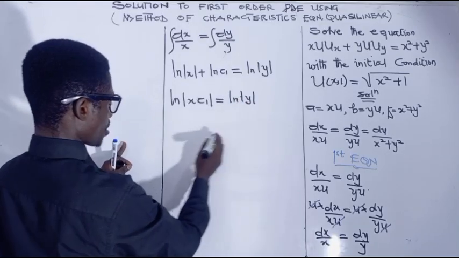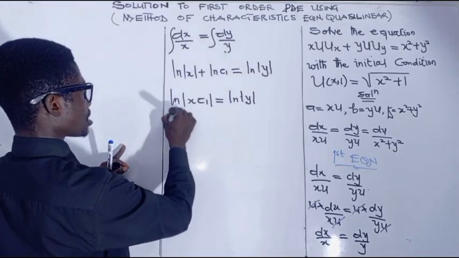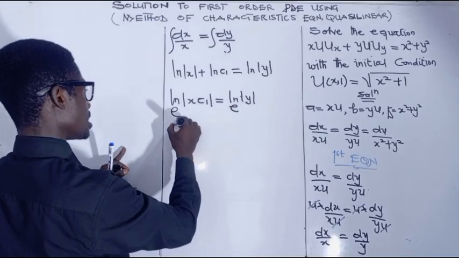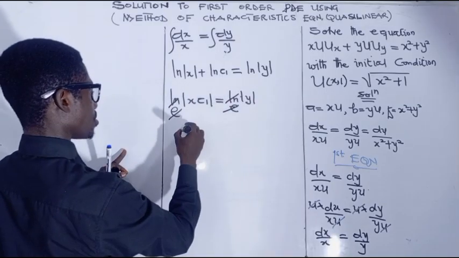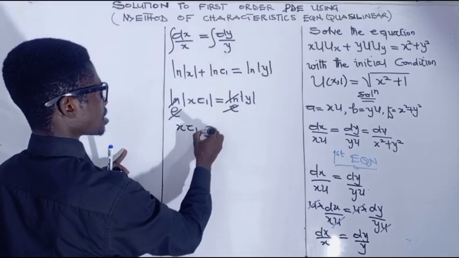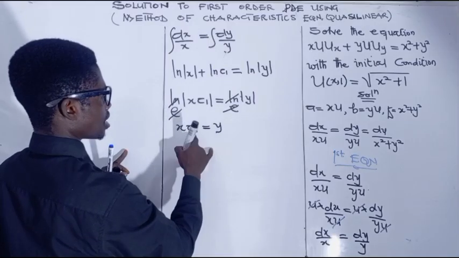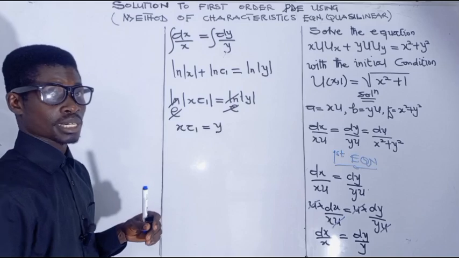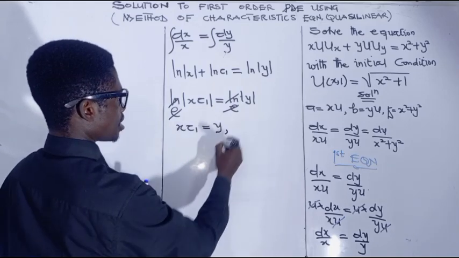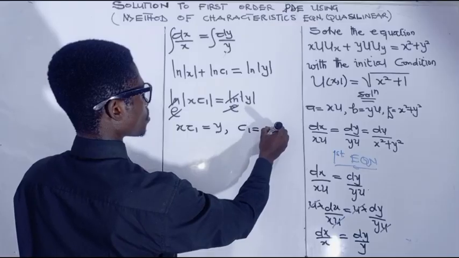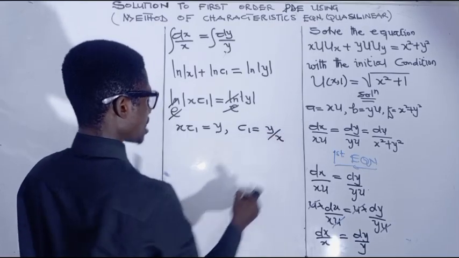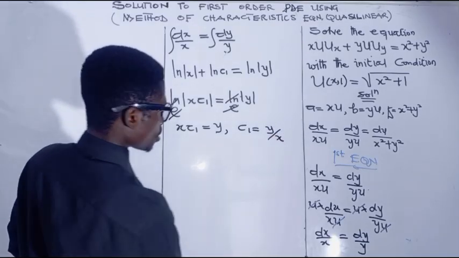Now let's do away with the ln by taking e of both sides of the equation. This will cancel this, and this will cancel this. We are left with x multiplying c1 is equal to y. We are interested in making c1 the subject, or finding the constant c1. So you can say that our c1 is equal to y all over x, and this becomes our first solution.